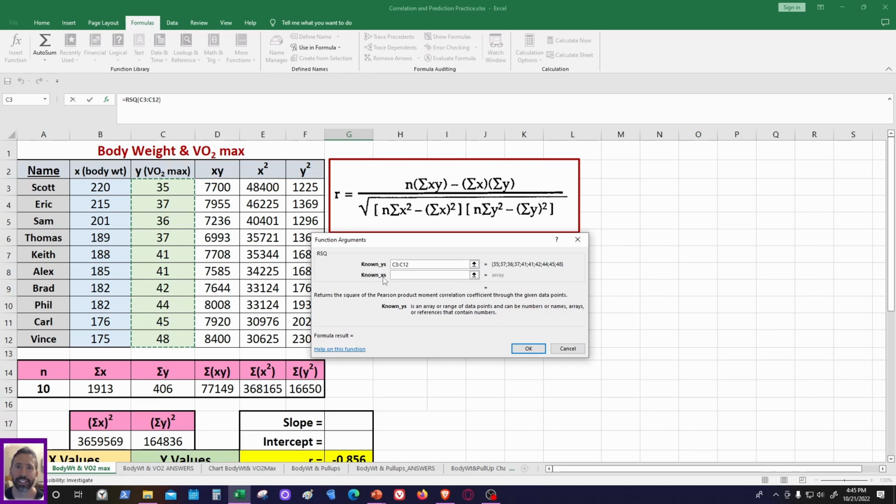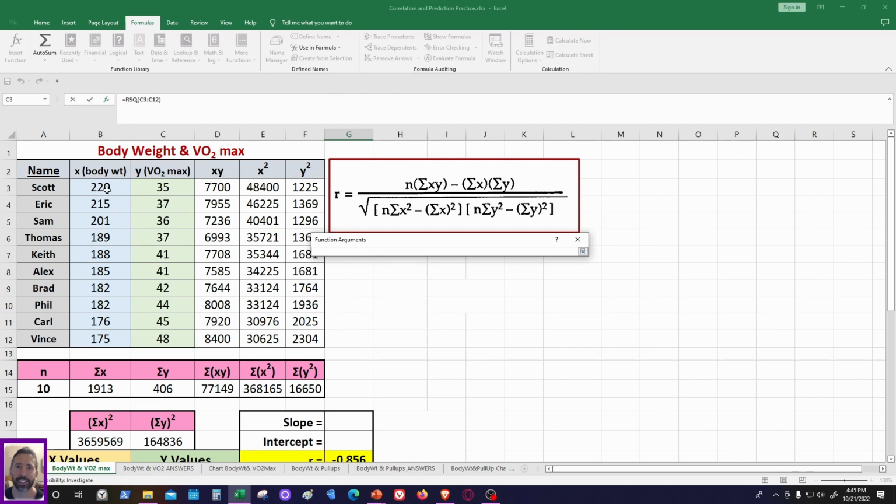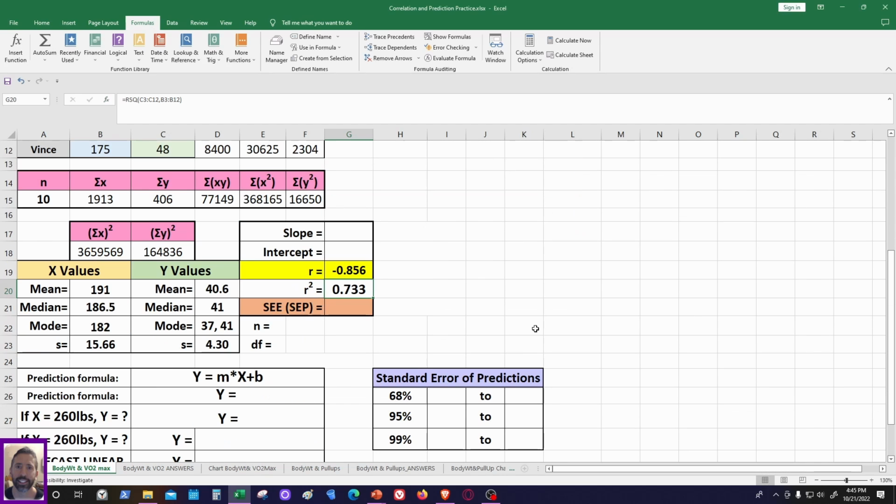And then we're going to put in our X's, which is our body weight. So let's go ahead and put our X values in right here, and then hit OK. And then you can see our coefficient of determination is 0.733. So again, what does this mean? Basically, in a nutshell, if we take that and turn it into a percentage, it's about 73%.